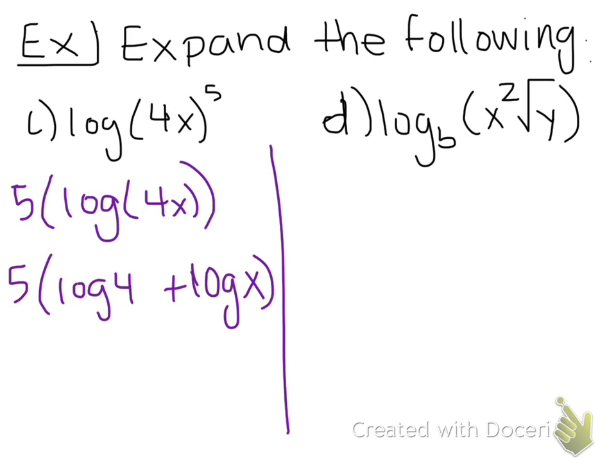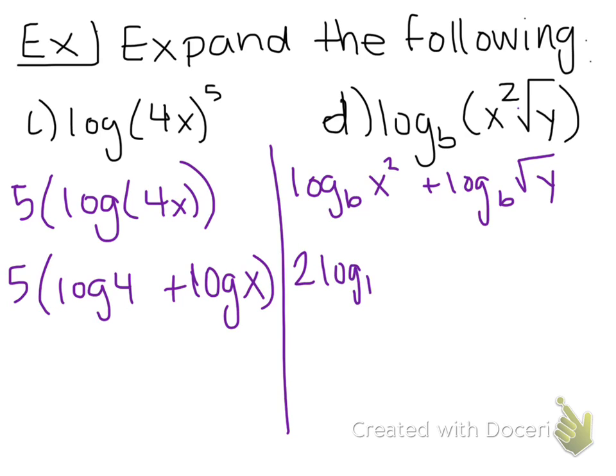Letter D, I have a power and I have an exponent, but notice that the powers are located inside the parentheses, so it's not going to go to both of them like letter C did. So let's split this up with the product rule first. So I have log base b of x squared plus log base b of the square root of y. Now I can use the power rule, so the 2 comes out front and the 1/2 comes out front for this. And now I've completely expanded and there's nothing more I can do, so that's all we can do for letter D.